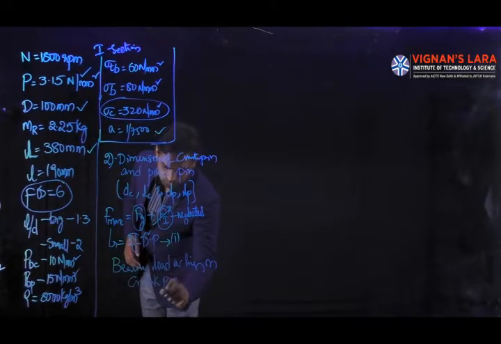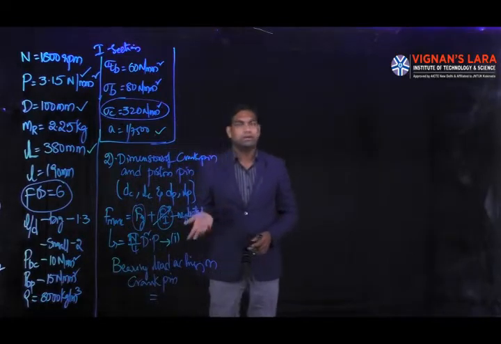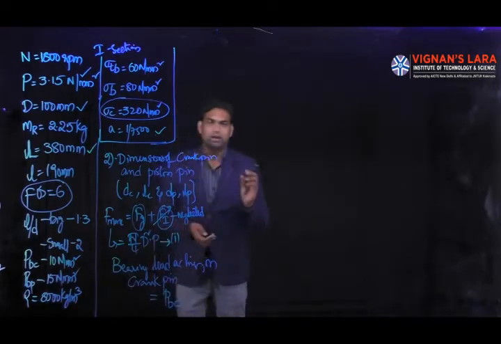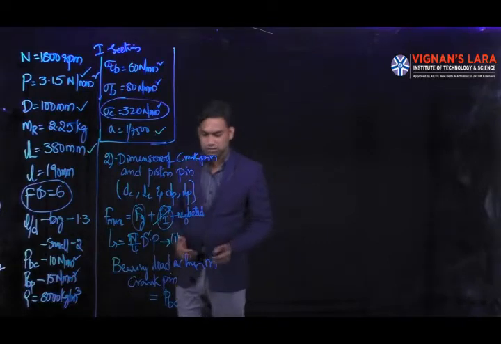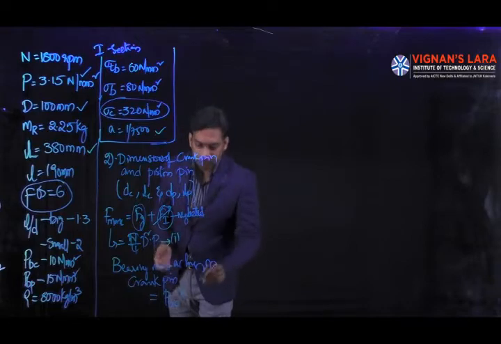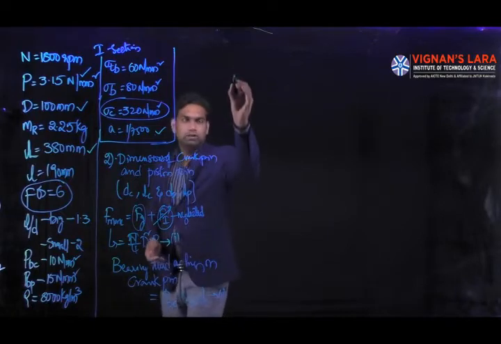crank pin. So we know that the bearing load can be written as bearing pressure into bearing area. Bearing pressure I can denote with PB, but here I am taking it at a particular crank pin, so I am denoting it with PBC, suffix C. And the bearing area is given by L into D, so LC into DC. So this is equation 2. Clear?